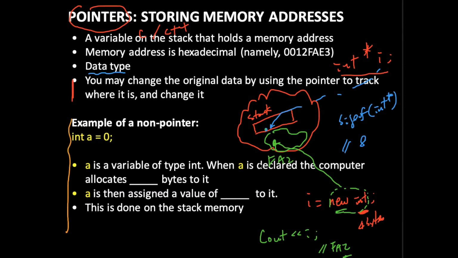On the flip side, we have stack variables. This a sits on the stack. a is a variable of type integer. Integer has 4 bytes to it. When a is declared on the stack, the computer allocates this much memory to it. a is then assigned a value of 0 because we have a equals 0. This is done on the stack memory. There is no heap, no static, no BSS, no data. This concludes our discussion of memory management, illustrating the use of static, pointer, and stack variables.